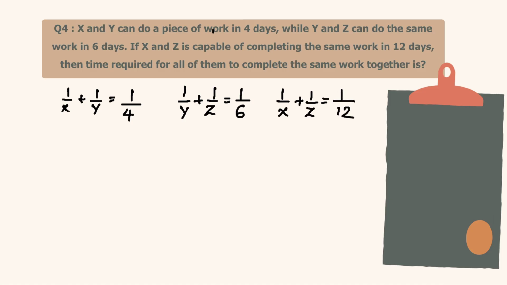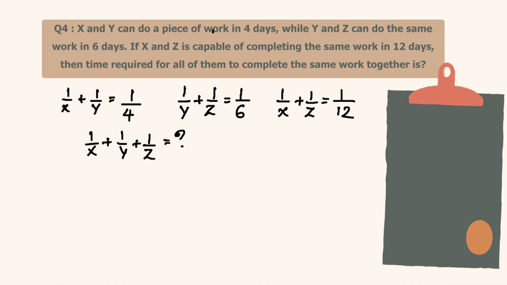See, I have only taken data from the question, nothing I have added. X and y will do it in 4 days, that means x and y in a day will do 1 by 4. Y and z can do it in 6 days, that means y and z in a day will do 1 by 6. X and z are capable of completing it in 12 days, that means x and z in a day will do 1 by 12. Now the question is the time required for all of them to complete the same work together. That means 1 by x plus 1 by y plus 1 by z we have to find and take the reciprocal. Then only we get the answer.